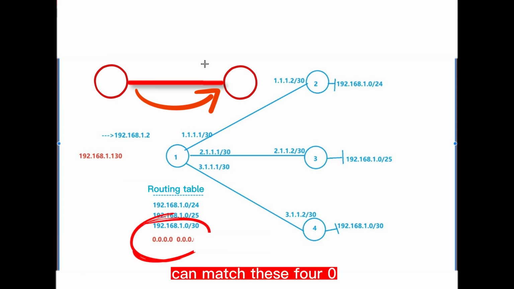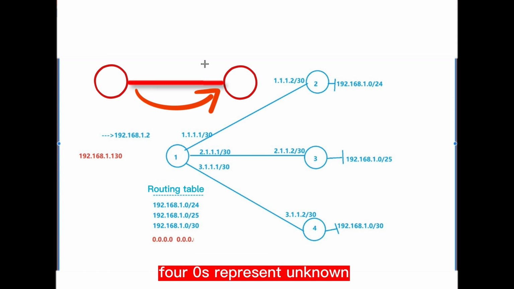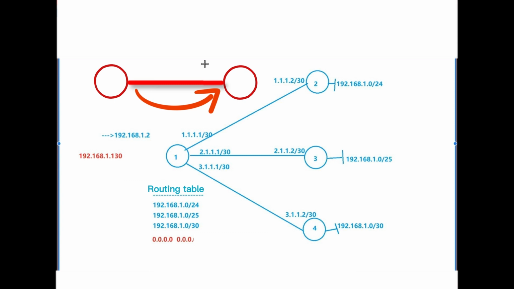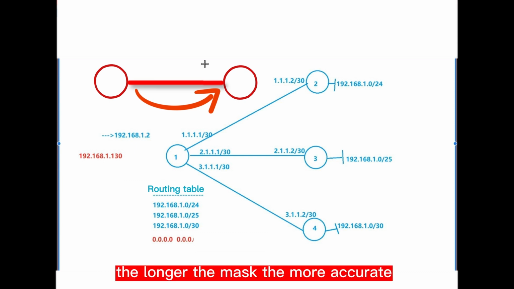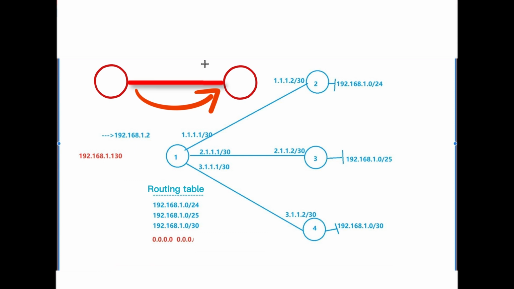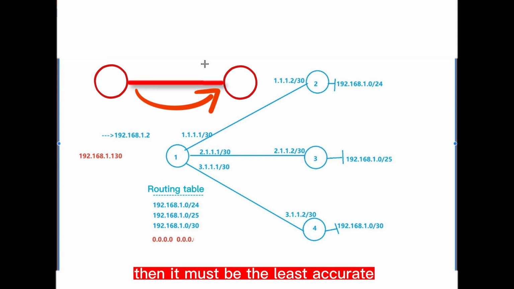It can match these four zeros, which represent unknown. It is the least precise, because its mask is 0. The longest mask match means it is more accurate: the longer the mask, the more accurate. Its mask is 0, so it must be the least accurate.